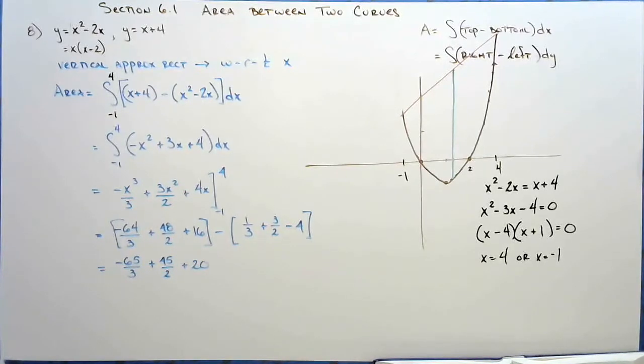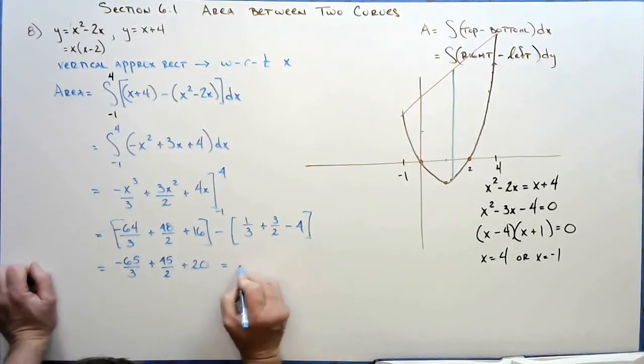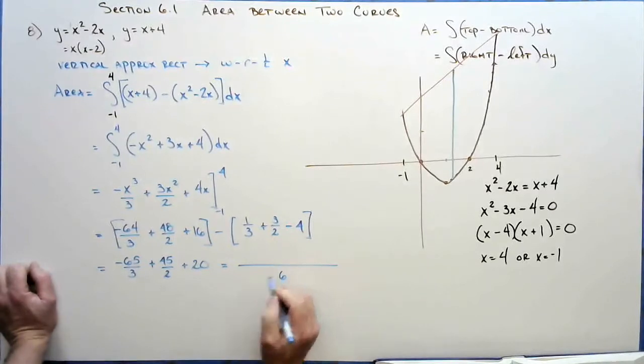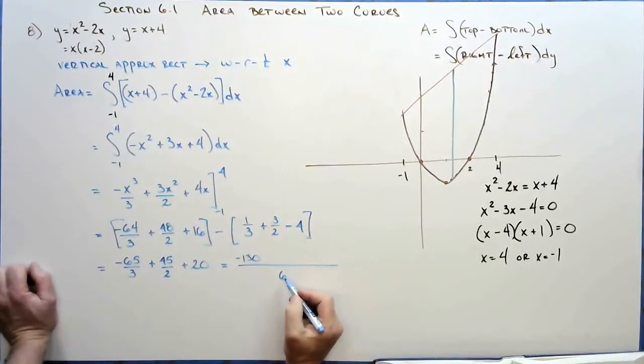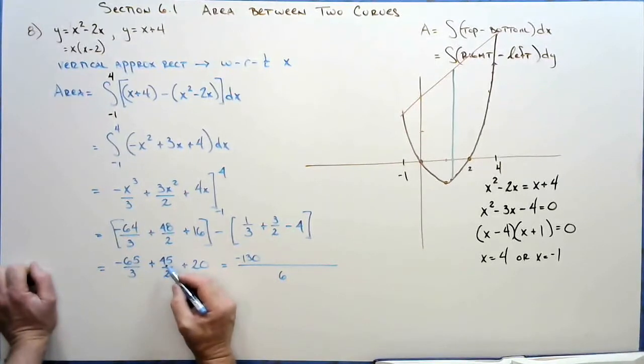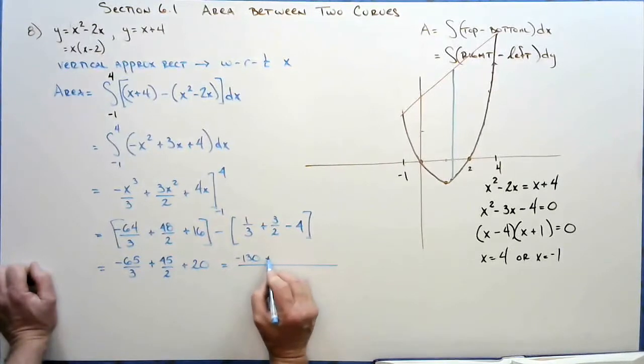Now we need a common denominator, it's going to be 6. 3 goes into 6 twice. 2 times 65 is 130. 2 goes into 6 3 times. 3 times 45. 45 and 45 is 90, plus another 45 is going to be 135.